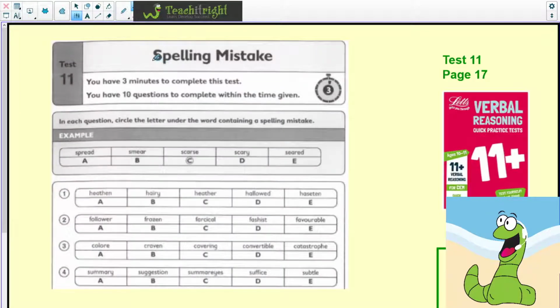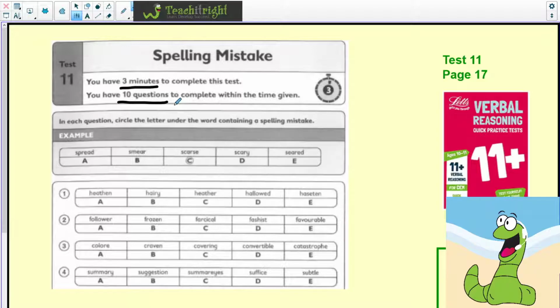So we would ask you to time yourself in your homework. For this particular test, we'd ask you to time yourself for 3 minutes, and you've got 10 questions to do. As you are only making a word choice, we would expect you hopefully to try and get through those within the time. Let's have a look at the example.